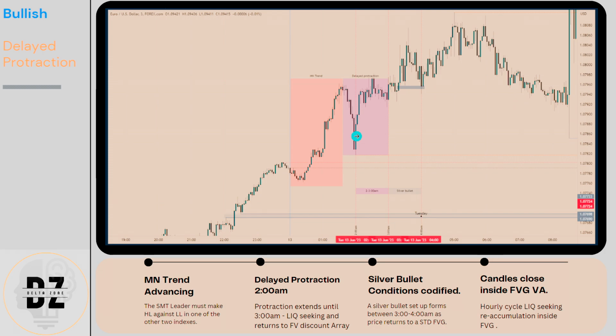It is liquidity seeking in nature. So we aim for any imbalances or liquidity as it exists relative to the previous aforementioned trend or dealing range. In this case, again, we have a silver bullet setup which forms between 3 and 4 as price returns to its inefficiency, and we see candles close inside its value area.